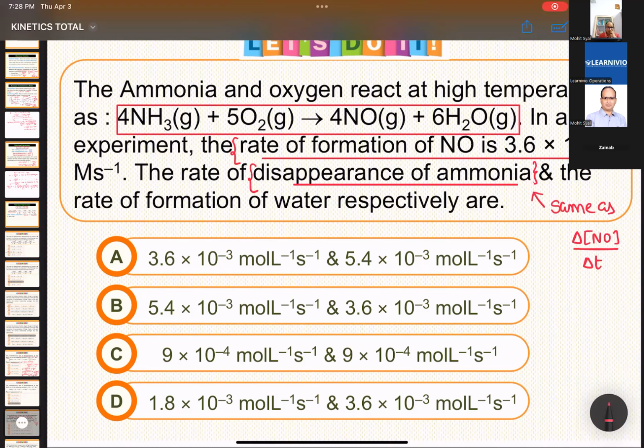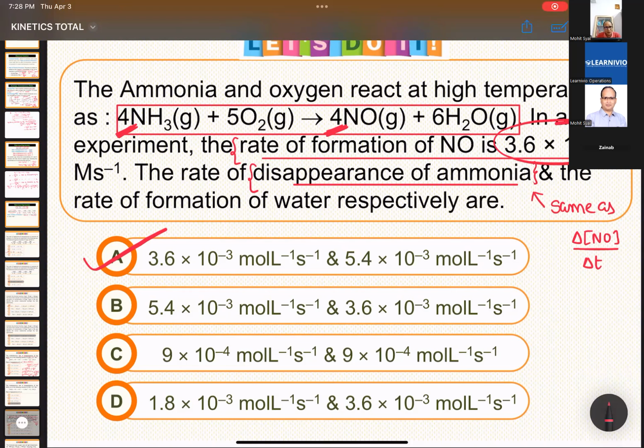It is the rate of formation and disappearance. Rate of formation and disappearance are both seen by the coefficient. Why are they the same? Because their coefficients are the same. Got it? So what is the rate of disappearance of ammonia? That is the same as the rate of formation of NO, and that is 3.6 into 10 to the power minus 3. Got it? Yes. So the first one is going to be the answer. But you need to write the detail. Okay.